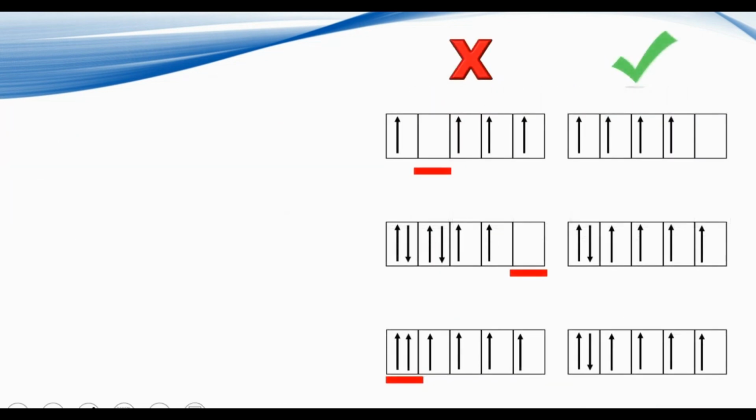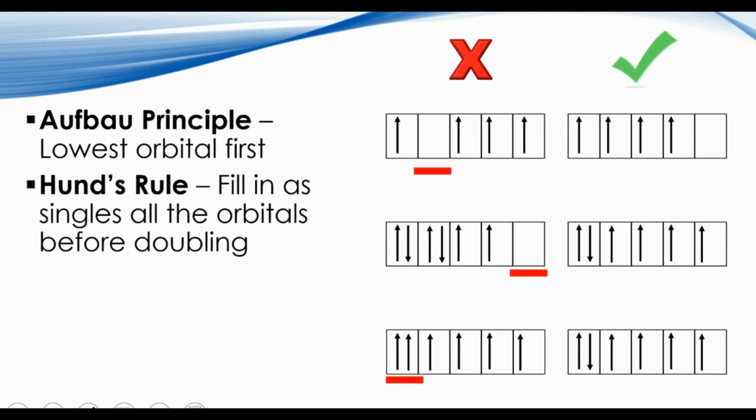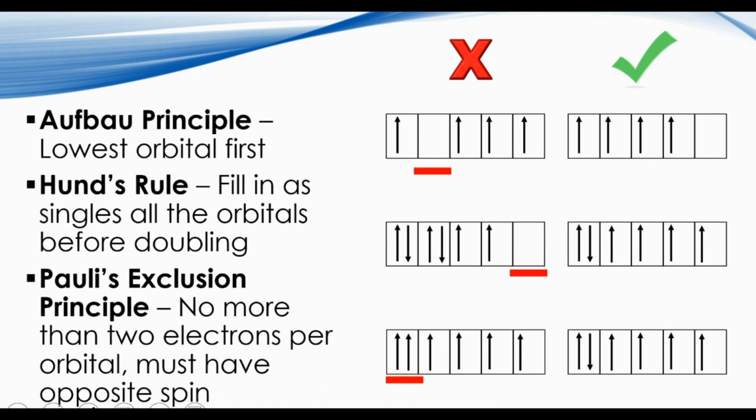All right, so now, like I said before, let's look at the different rules and principles. And here on screen, I have a few examples. So let's go back to Aufbau's principle. He pretty much said we go in order, lowest orbital first. So right here in this first example, we have 4 electrons, and the arrows represent the electrons and the direction of their spin. And you can see right here that this orbital, the second orbital, was skipped over. And that's violating Aufbau's principle. We can't have that.